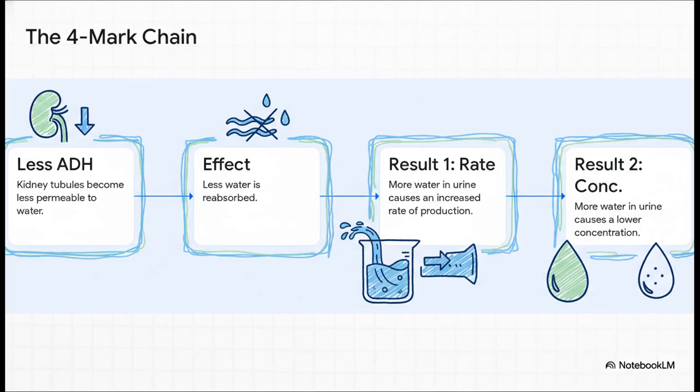To nail all 4 marks here, you have to build this perfect chain of events. Each link has to connect to the next one. So, link 1, less ADH means the kidney tubules become less permeable to water. Link 2, because they're less permeable, less water gets reabsorbed back into the blood. Now, links 3 and 4 connect right back to that data we saw. With more water left in the urine, the rate of production goes up and the concentration goes down. See? It's a perfect 4-step story.